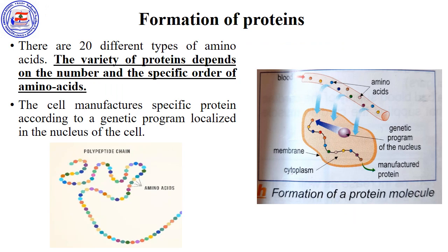There are 20 different types of amino acids. The variety of proteins depends on the number of amino acids and the specific order of amino acids. We will see an example later. The cell manufactures specific protein according to a genetic program localized in the nucleus of the cell. So inside the nucleus of the cell, there is an order. This order allows the synthesis of different types of protein.